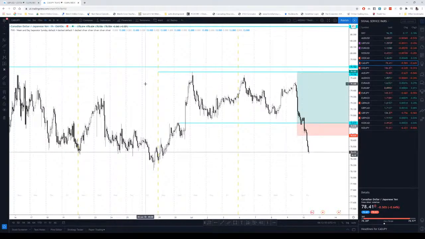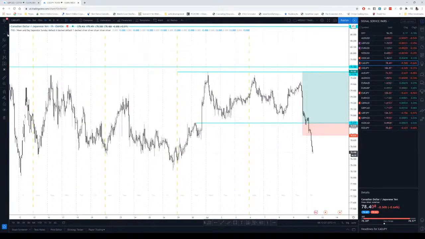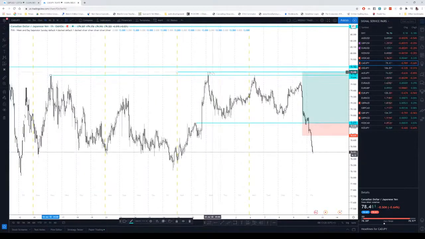So you can see what I mean by stop runs. Liquidity pool. There was a lot of money sitting up here, taken, and then drop back down. Went back up, couldn't get above it, dropped back down. Where is it dropping to? It's dropping down to take out lows. And then rally up. Where did it go? Above this high.